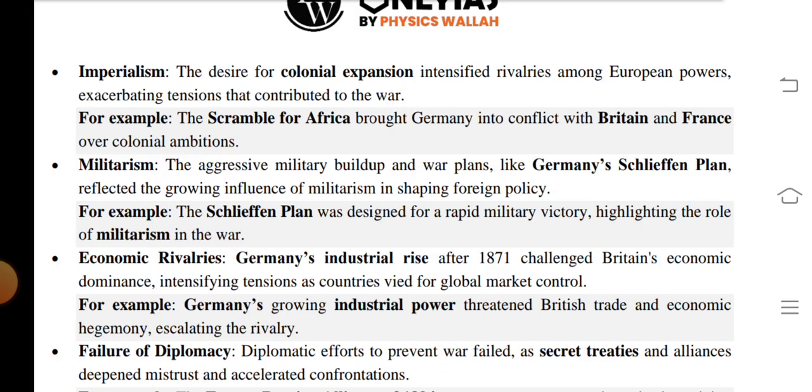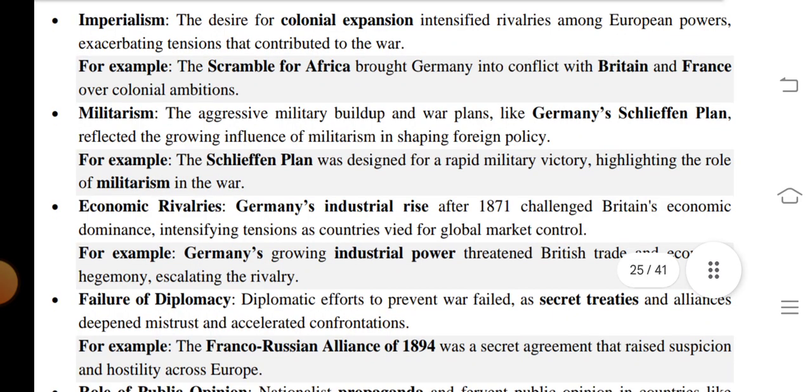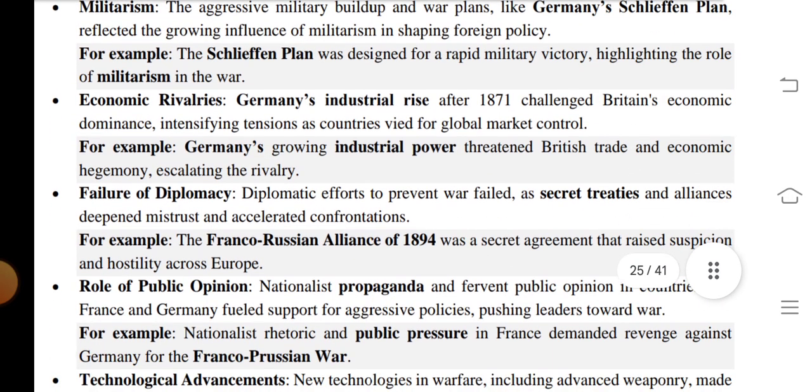reflected the growing influence of militarism in shaping foreign policy. For example, the Schlieffen Plan was designed for rapid military victories, highlighting the role of militarism in the war. Economic rivalries and Germany's industrial rise.